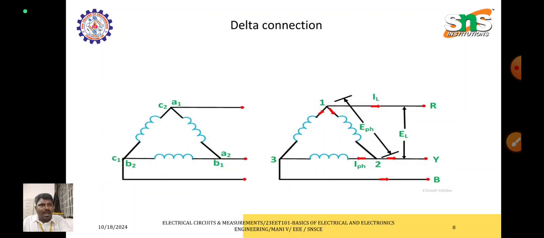Okay. And if you go for the delta connection, R is connected with Y, Y is connected with B, and B is connected with R. So it forms a delta connection. In this delta connection, the voltage is 450 volt, and in star the voltage is 230 volt. But in delta connection, the current value will be less, 1 by root 3 times of the nominal current.